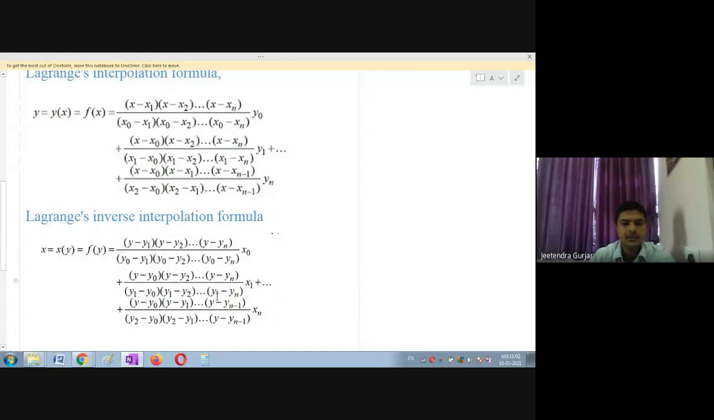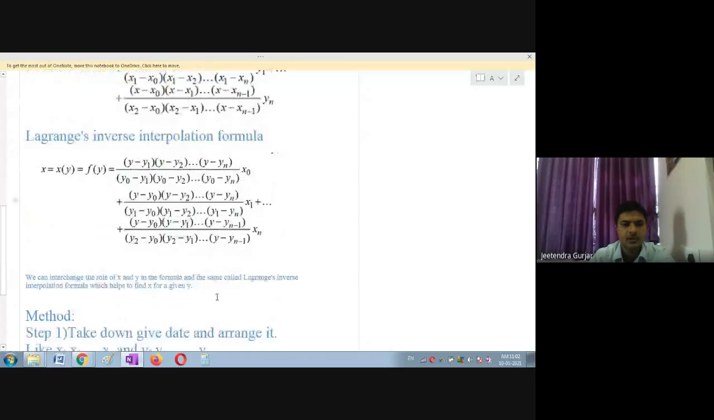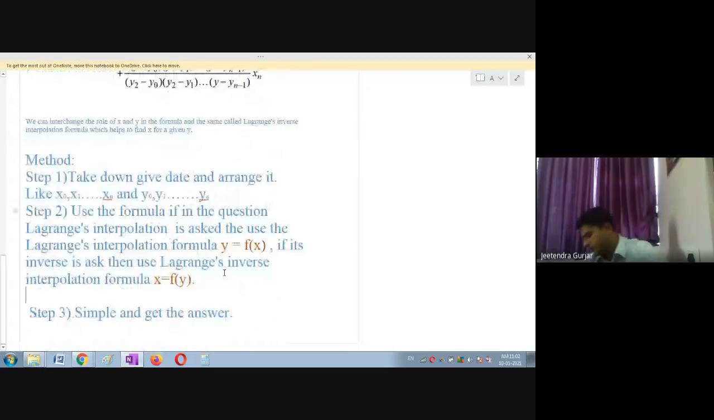Then we will substitute all these x0, x1, xn values and y0, y1, yn values in this formula. Then simplify and get the answer. That's it. So we will use this method to simplify.